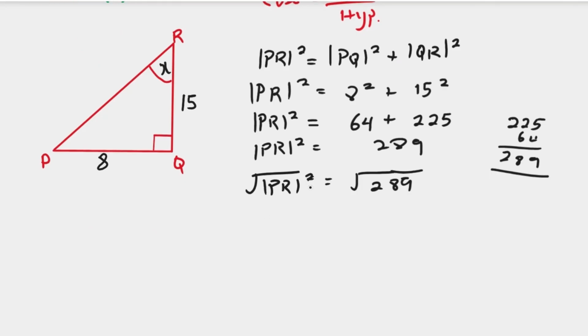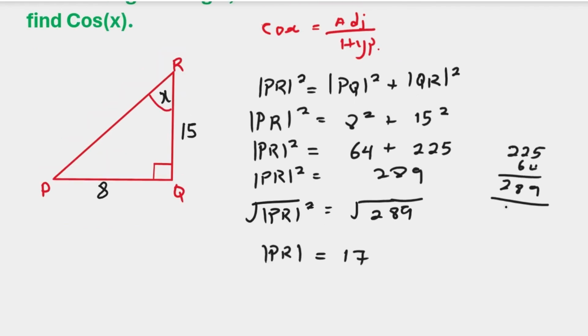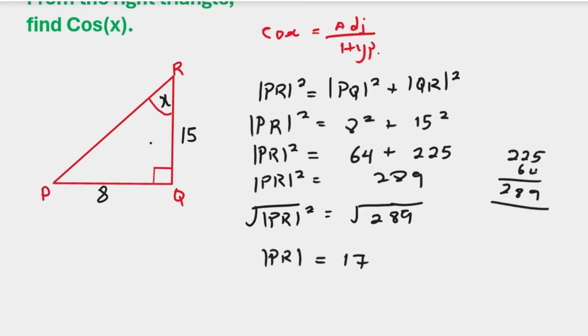So this square can cancel the square root so that we have PR equal to the square root of 289. 289 is a perfect square. Now, if you don't know, you just ask yourself which number would you multiply by itself to get 289. You can use trial and error to get it. So in this case, the answer is 17. So that means that PR is 17.